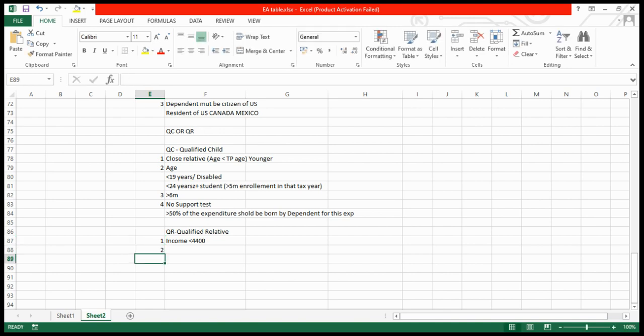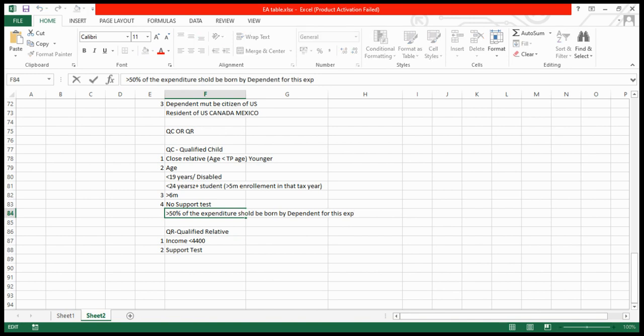And moving on to the second condition, which is the support test. Here the support test means more than 50% of the expenditure should be borne by the taxpayer. In the above case, more than 50% should be borne by the dependent. In that case, if he satisfies it, then he is not a dependent. So if it is confusing, I will make it here as shouldn't be borne by.